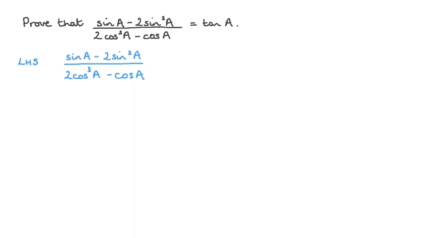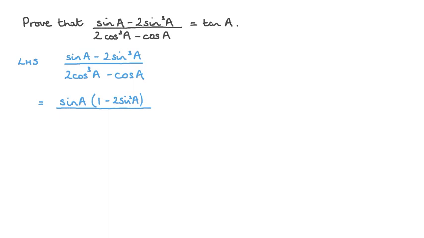So the first thing we're going to do is factorise each of these, so factorise the numerator and factorise the denominator. First of all, with the numerator, we can take out a factor of sin A, because sin A is a factor of both sin A and 2 sin cubed A. Then inside the bracket, we're going to have 1 minus 2 sin squared A. The reason is that sin A multiplied by 1 gives us sin A, and sin A multiplied by negative 2 sin squared A gives us negative 2 sin cubed A. Okay, great. So that's the numerator.